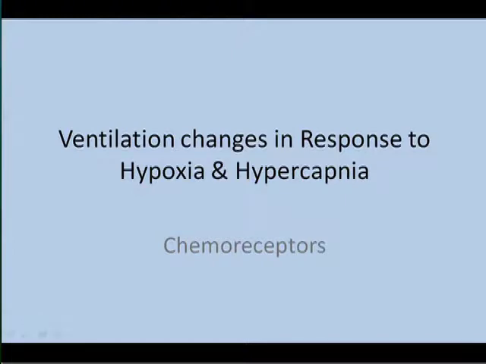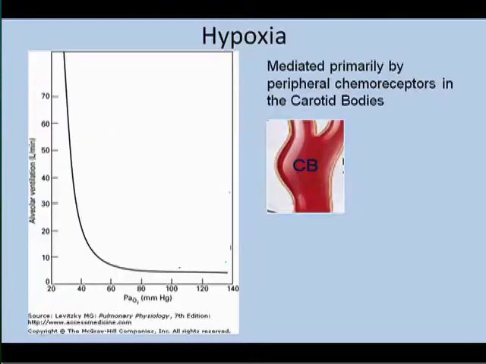Okay, let's now change gears and talk about how the brainstem responds to changes in PaO2 and PaCO2. So we're going to talk about chemoreceptors. I showed this figure at the very beginning of the lecture. It shows that as PaO2 is decreased, there is an exponential rise in alveolar minute ventilation. This response is primarily mediated by peripheral chemoreceptors in the carotid body.